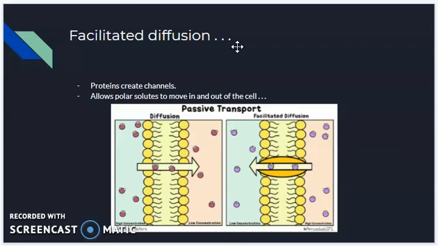However, because these are polar solutes, they are blocked out of the nonpolar phospholipid bilayer, and they can only be passed into and out of the cell with assistance of plasma membrane proteins through a process called facilitated diffusion. As we see here in the example of the GIF, it allows polar solutes to move in and out of the cell.